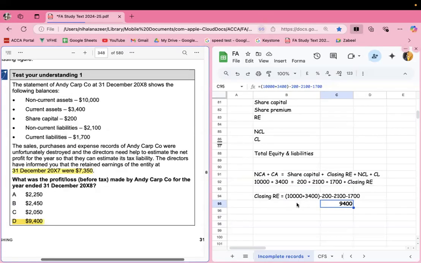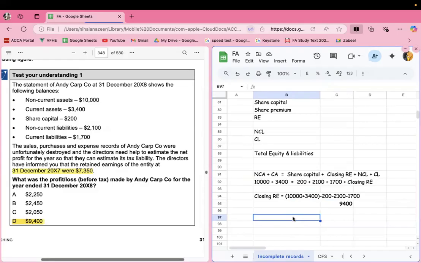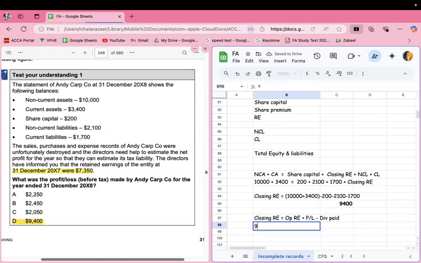We have got the closing retained earnings, right? From the above equation, what did we study? Closing retained earnings is equal to opening retained earnings plus profit and loss for the year minus dividend paid, right? This is the equation.